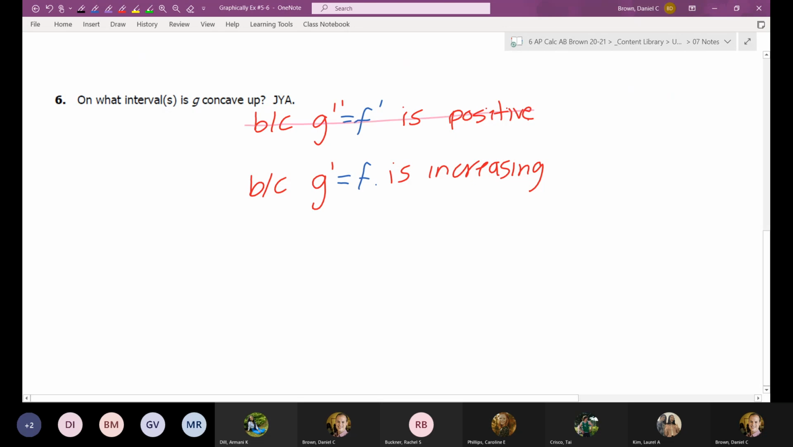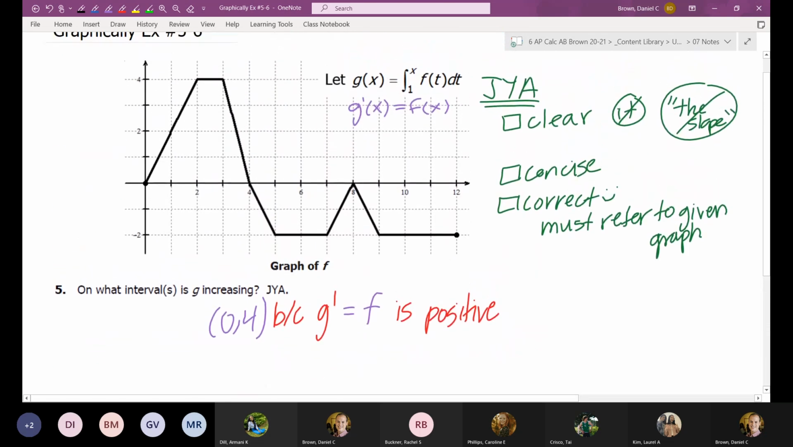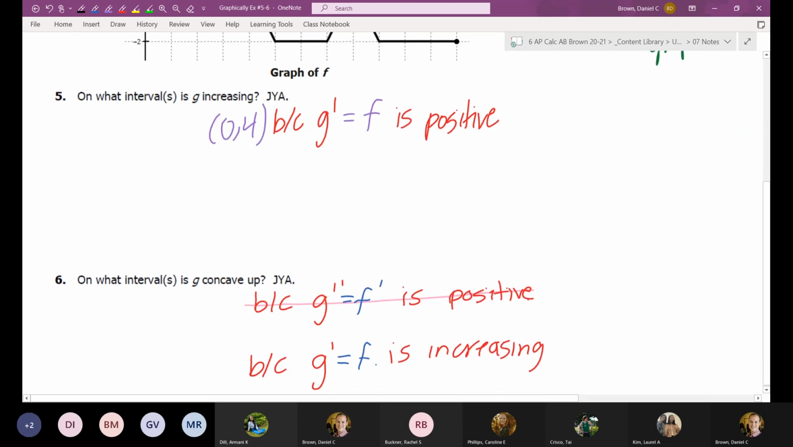So we're going to use the second option. That's the one that's going to give us credit on the AP exam and on our quiz and on our test. Well, when is G prime increasing? G prime is increasing when F is increasing. When is F increasing? It's increasing from 0 to 2 and then 7 to 8. So I have 0 to 2 and then 7 to 8. Question on either of those 2 questions?